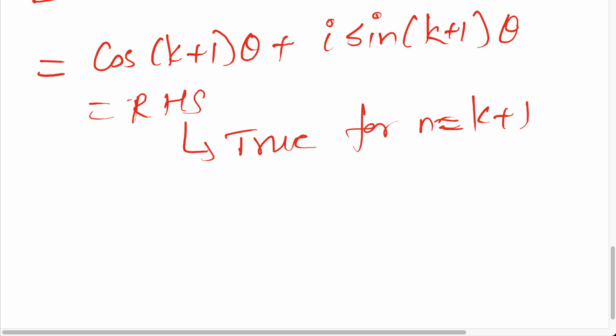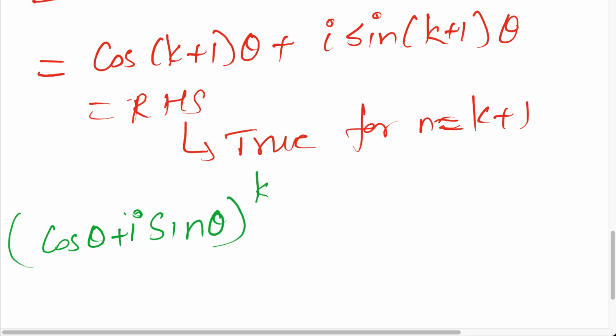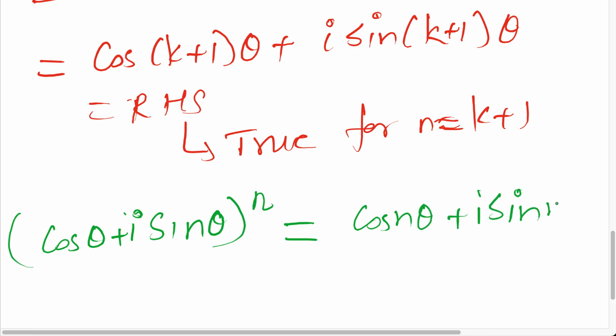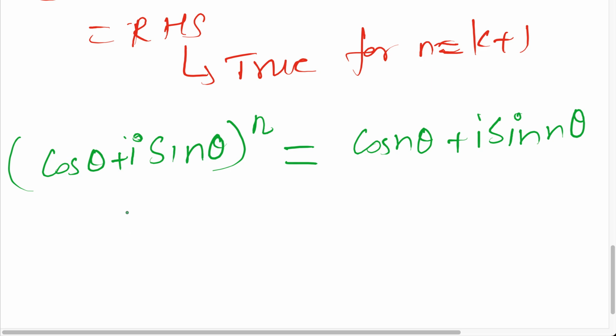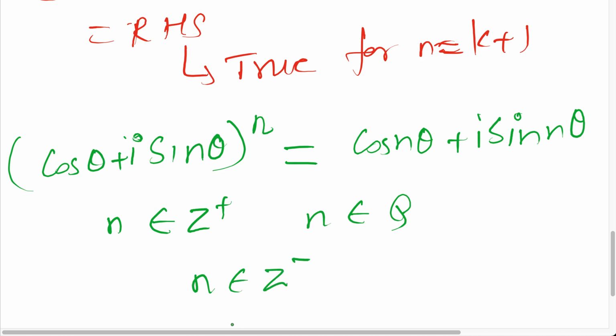So what is the rule really? I have proved that cos theta plus I sin theta raised to k, or n, basically let me write it out n because I proved it for all values of n, is cos n theta plus I sin n theta. This is true for n as positive integers. It is true for n belonging to rational numbers like these fractions, and it is also true for negative integers.